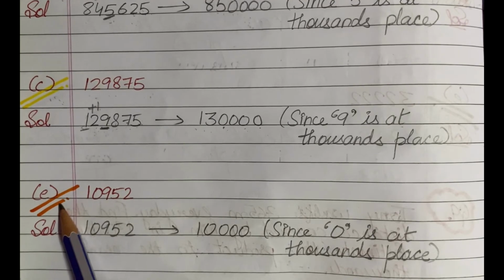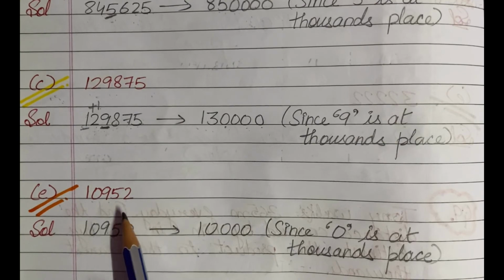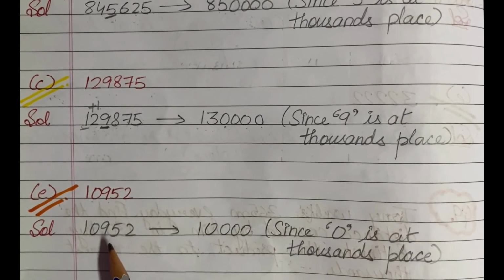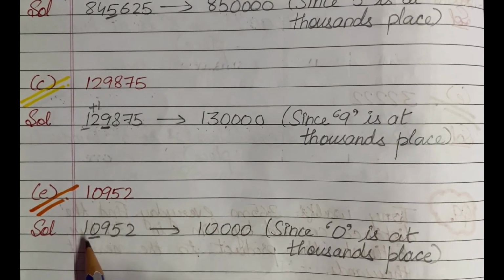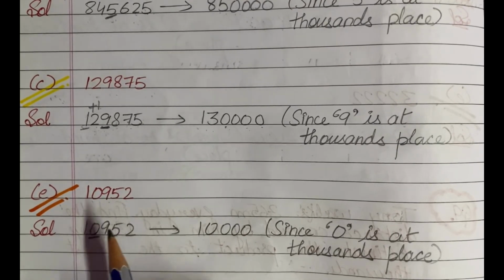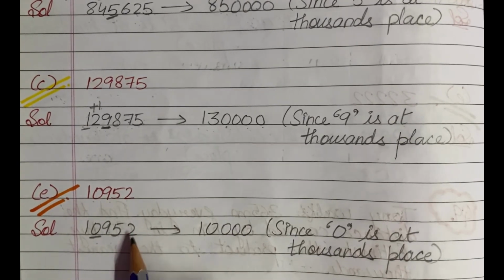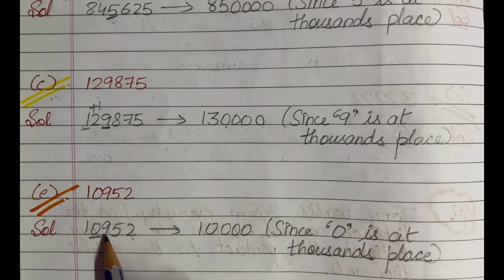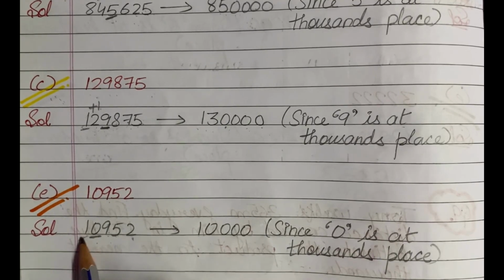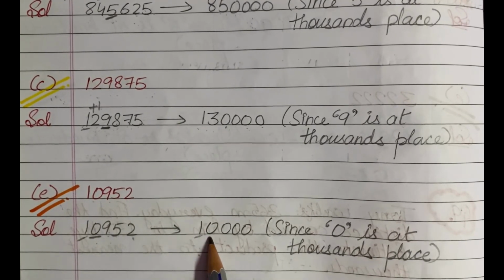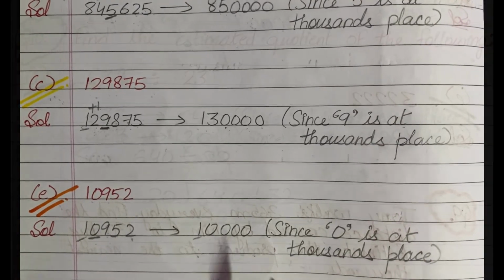Next is E part, and in E part we are having 10,952. Now students, here also in this we will see the digit at the thousands place, and at the thousands place we are having 0, and you know that 0 is less than 5. So in our answer we will write 0 at the ones place, 0 at the tens place, 0 at the hundreds place, 0 at the thousand place, and we will write this one as it is. So 10,000 will be the answer. Hopefully it is clear to you.